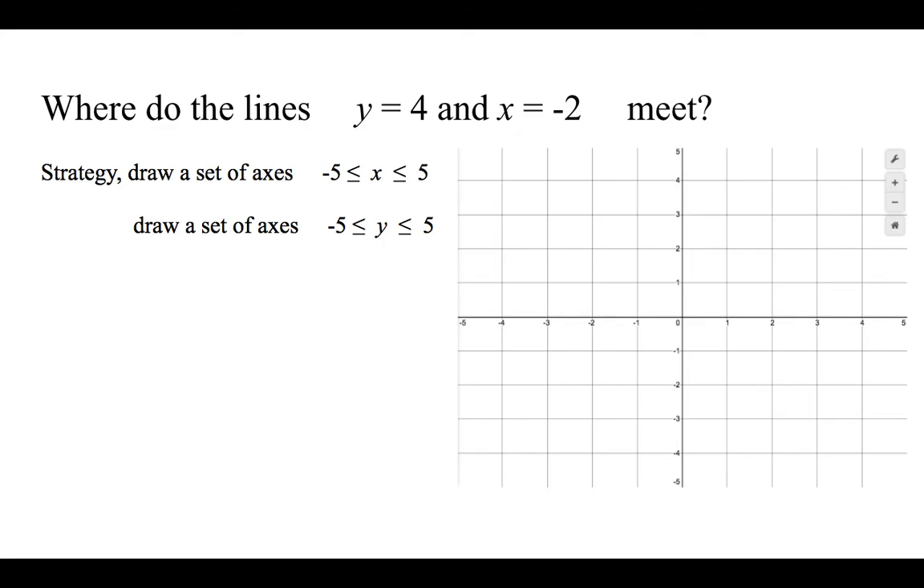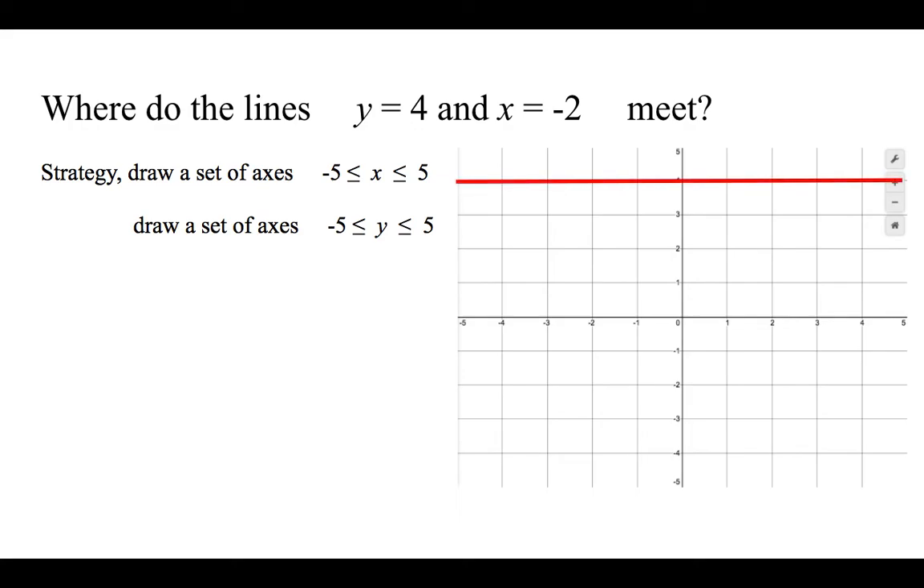Now here's a trickier question. Where do the lines y equal to 4 and x equal to -2 meet? Strategy, -5 to 5 on both the x and the y-axis, using two equations that we've met earlier in the video. Y is equal to 4. Remind yourself, what does that need to look like? It needs to be a horizontal line going through all the values where y is equal to 4.